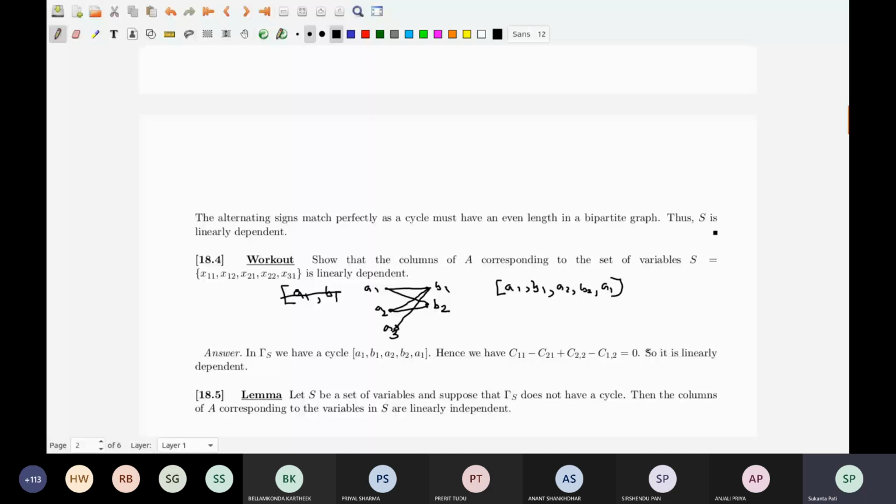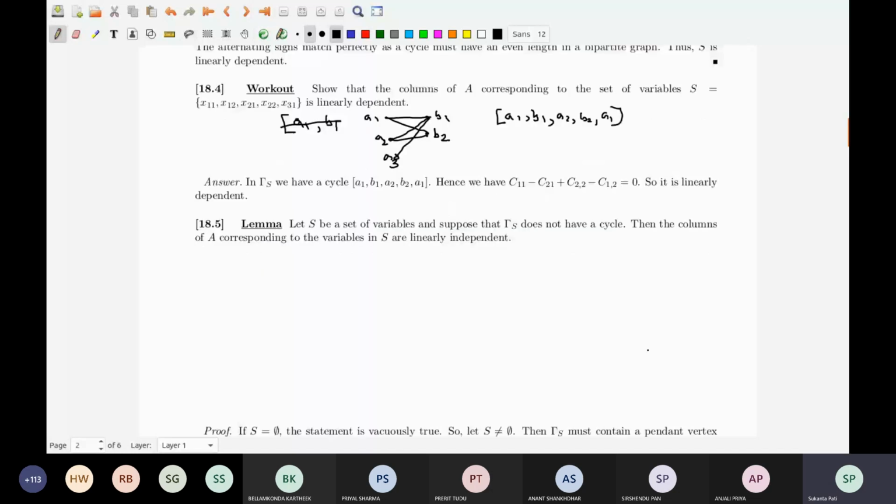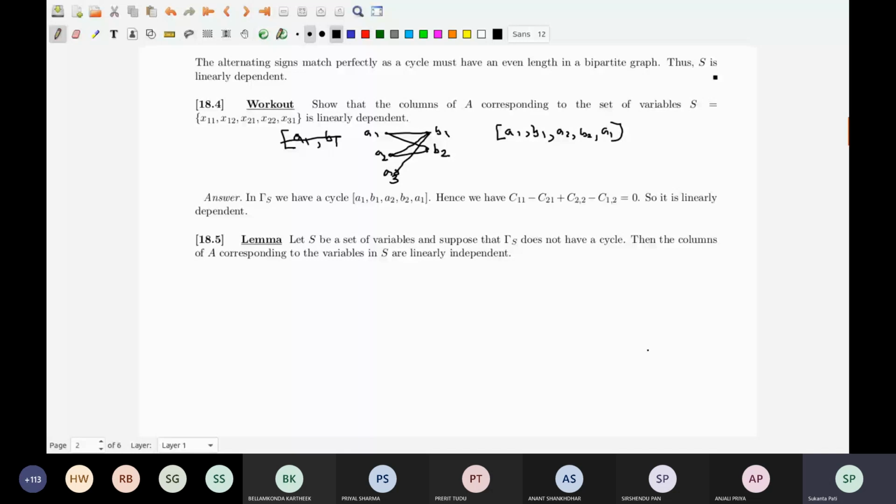What is the converse? Now suppose I have a set of variables S, a non-empty set, at least one variable is there, because if you give an empty set, then correspondingly I will be taking the empty set of columns. The empty set is always taken as linearly independent. Okay, so let S be a set of variables of the transportation problem. We are talking about this, nothing else. And suppose that gamma S does not contain a cycle.